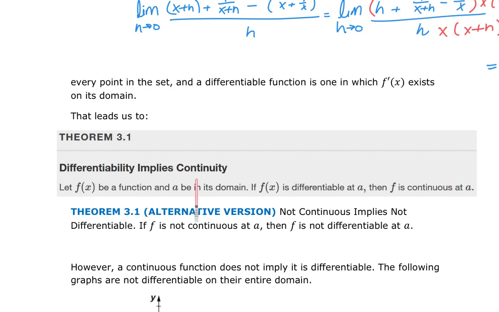Differentiability implies continuity, but not the other way around. So you can be continuous, but not differentiable. Just want to say that now. You can be continuous and not be differentiable.